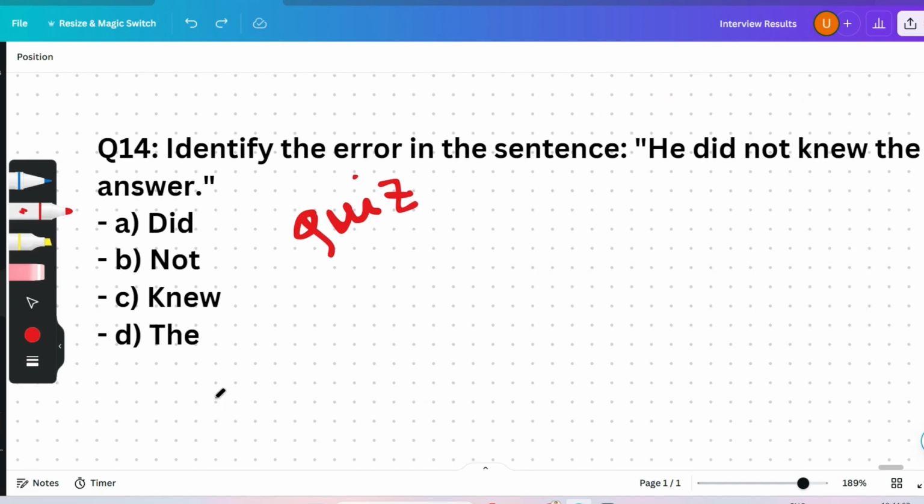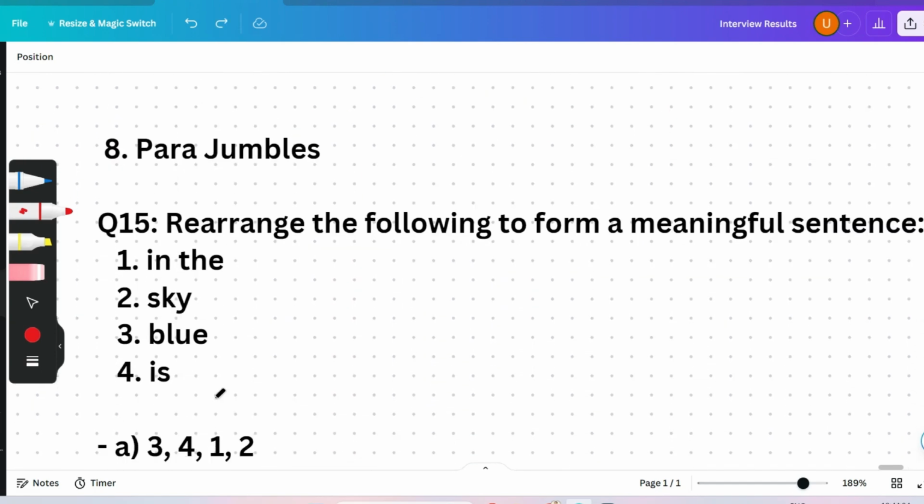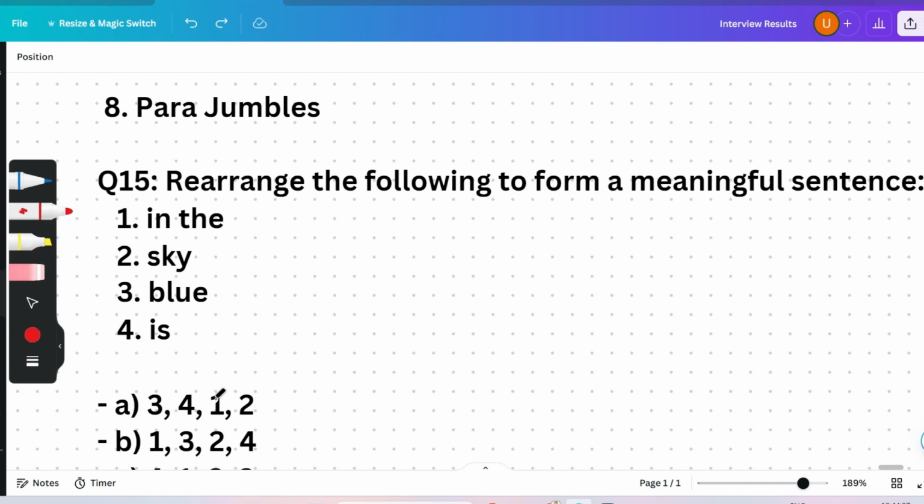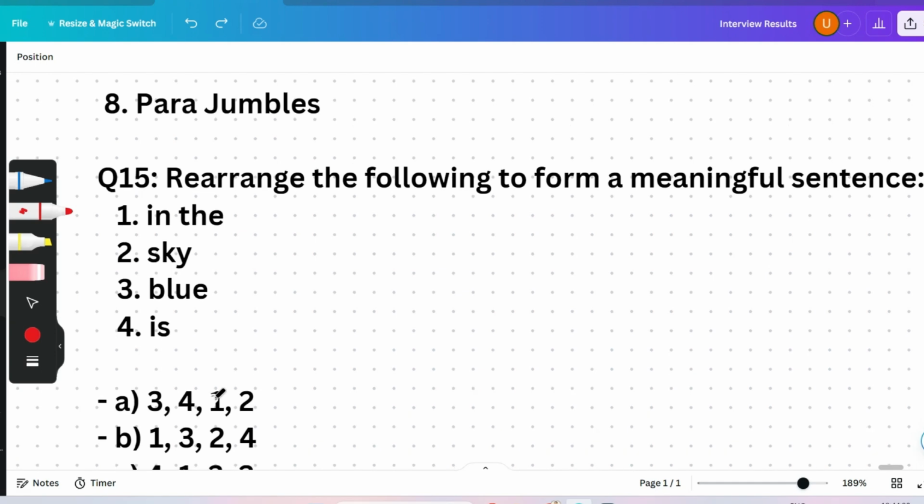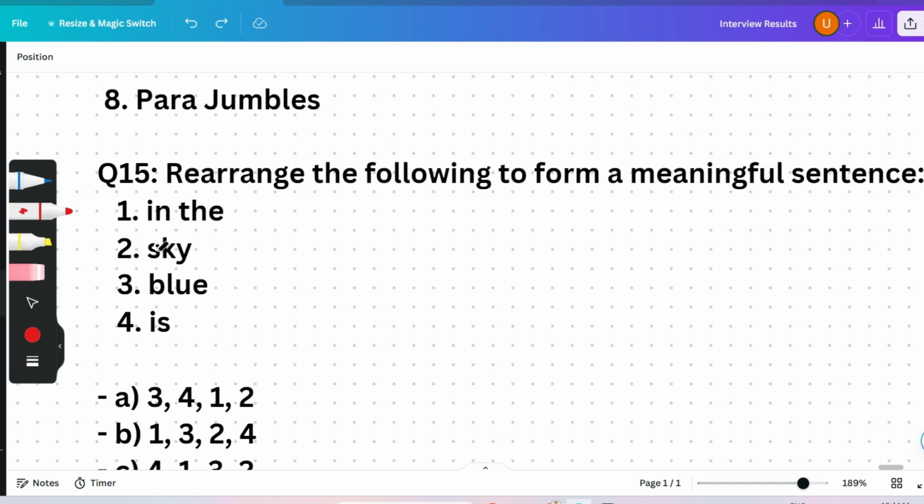Okay, so the next question is from para samples. Rearrange the following to form a meaningful sentence: in the sky blue is. In this case, at first, what is blue? That is, sky is blue. So the sky is blue will be the correct answer.